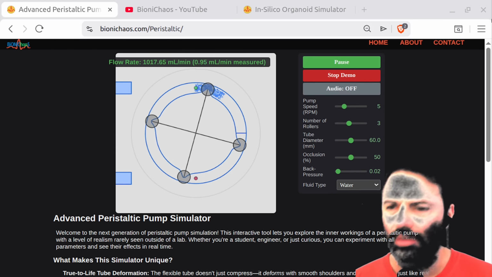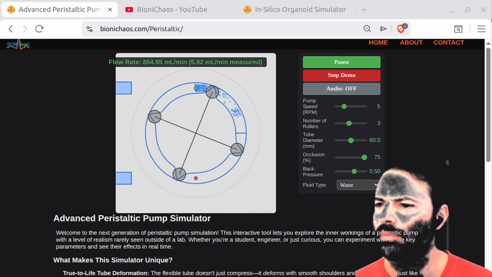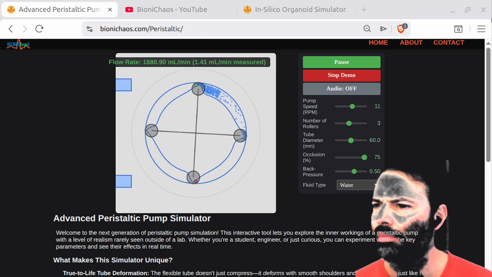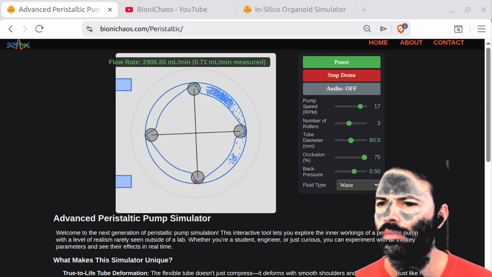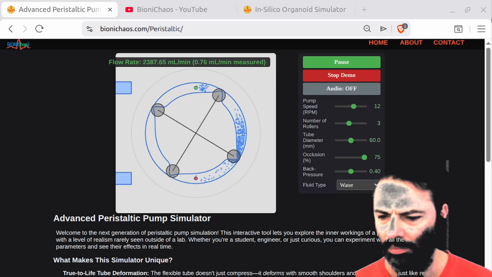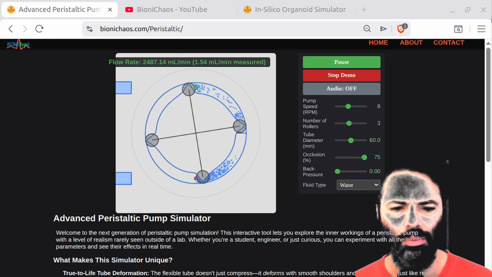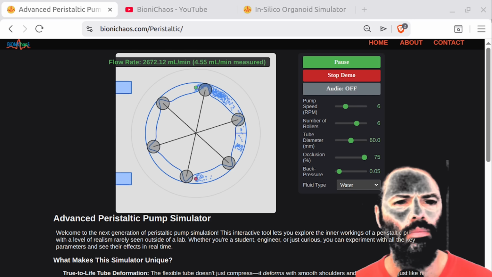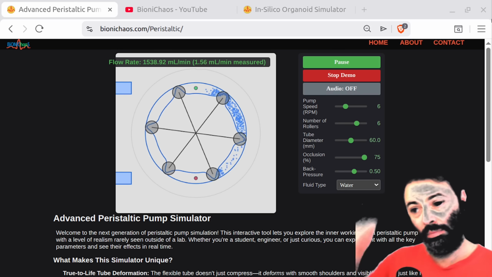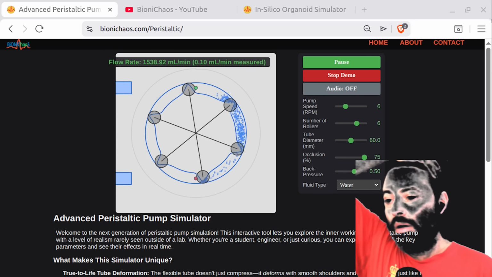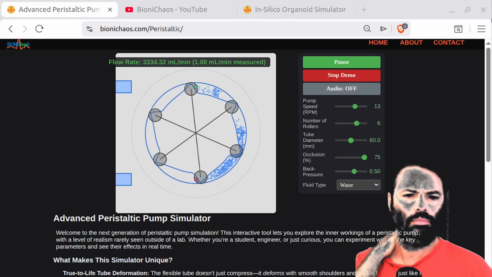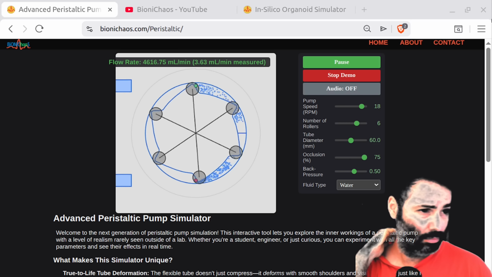Can you explain it real quick? This simulator is an interactive model of a peristaltic pump, allowing you to experiment with key parameters like pump speed and fluid type to visualize realistic tube deformation and fluid dynamics. And what are the controls? The controls currently visible allow you to adjust pump speed, number of rollers, tube diameter, occlusion, and back pressure, as well as select the fluid type. You can also pause or stop the demo.